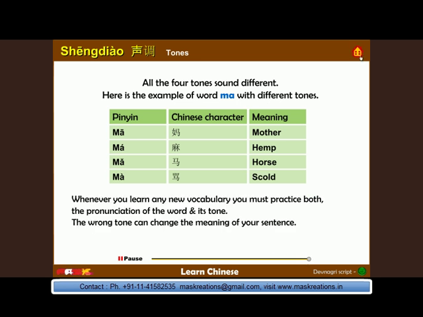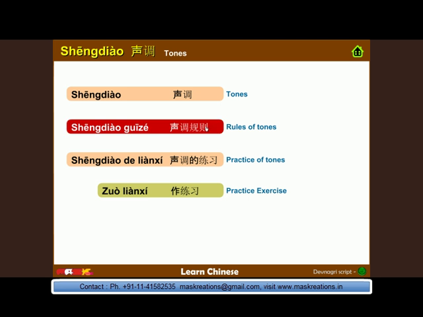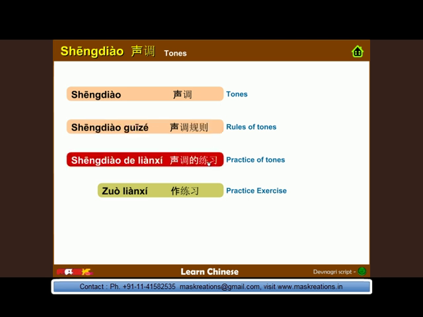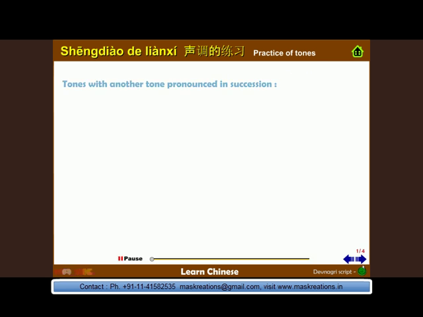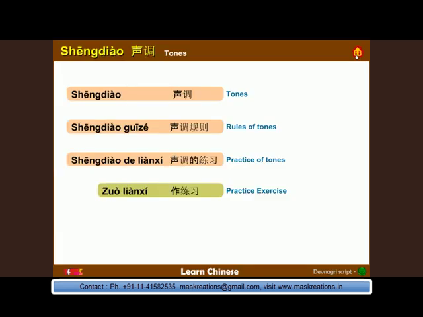Tone with another tone pronounced in succession. First tone followed by first tone.